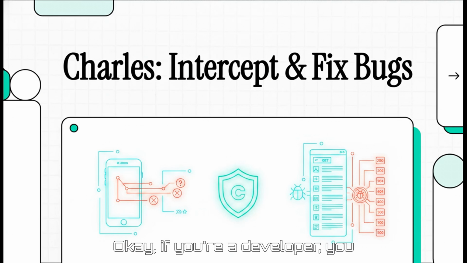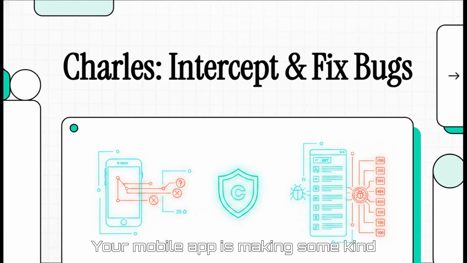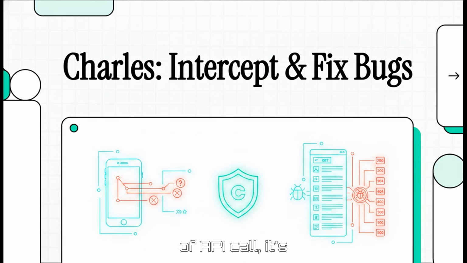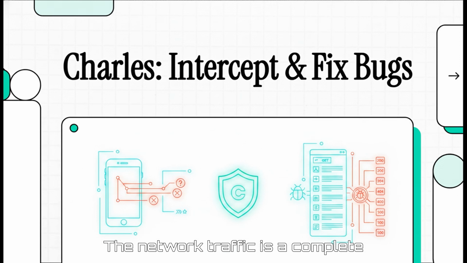Okay, if you're a developer, you know this feeling. Your mobile app is making some kind of API call, it's failing, and you have absolutely no idea why. There's no error message, no log, just nothing. The network traffic is a complete ghost, and you're totally stuck. Well, today, we're going to fix that.